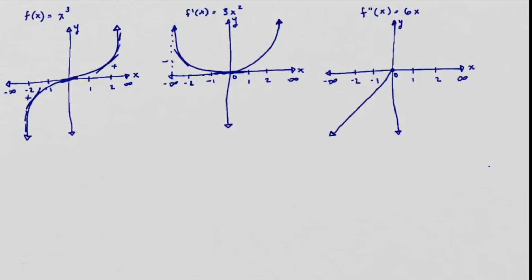Next we look at our second interval from 0 to infinity. And we can see our graph is increasing and has a positive slope. That means from 0 to infinity, our second derivative graph will be above the x-axis. And this is how that will look.